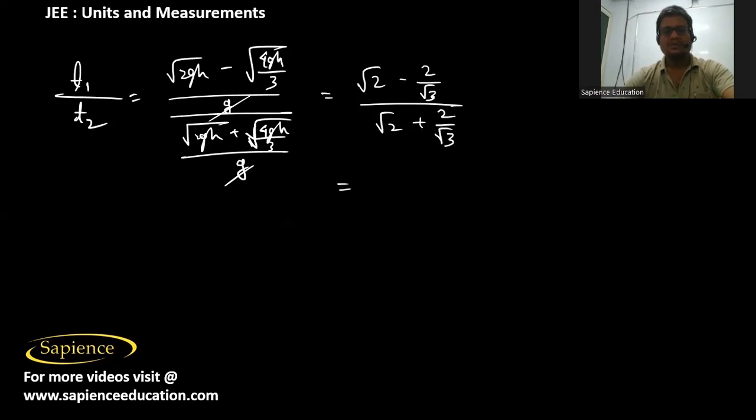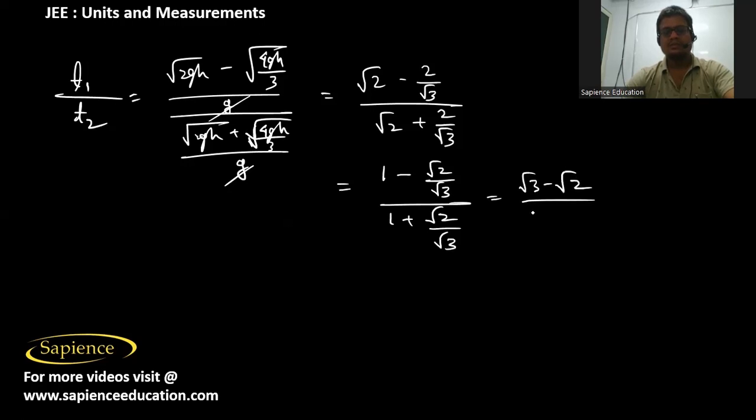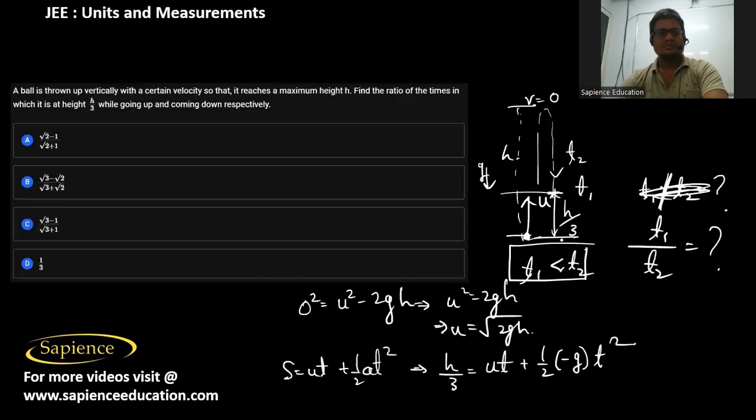Now we can multiply by root 3 and divide by root 2. So that will be equal to 1 minus root 2 by root 3 over 1 plus root 2 by root 3. So this will be root 3 minus root 2 by root 3 plus root 2. Root 3 minus root 2 by root 3 plus root 2. So option B is the correct answer.